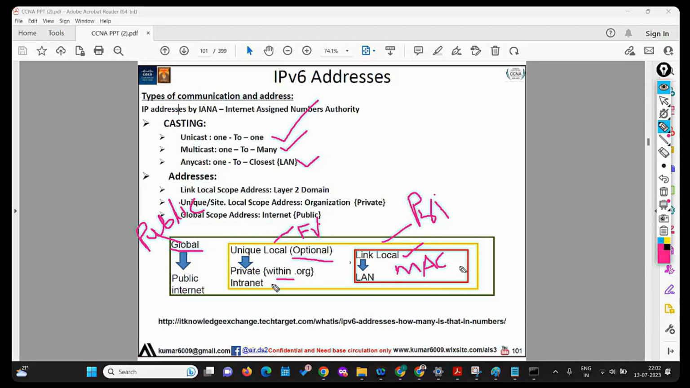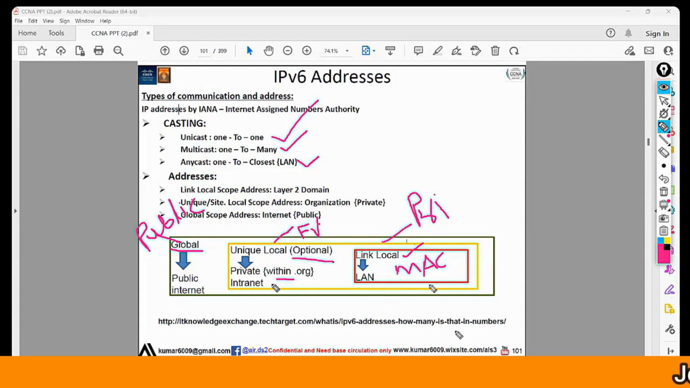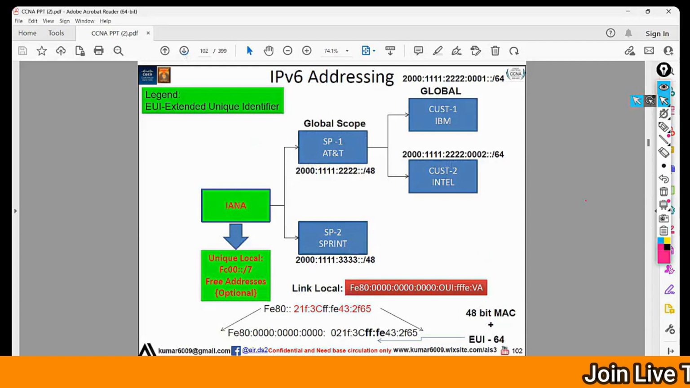Understand? Because link local gets automatically configured, you don't need to configure that. So what we are going to configure is the global scope address. There is a methodology from IANA to registries, and the service provider pays money and buys it. The global scope starts from 2000.